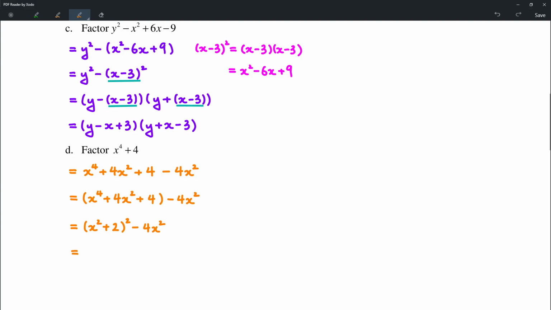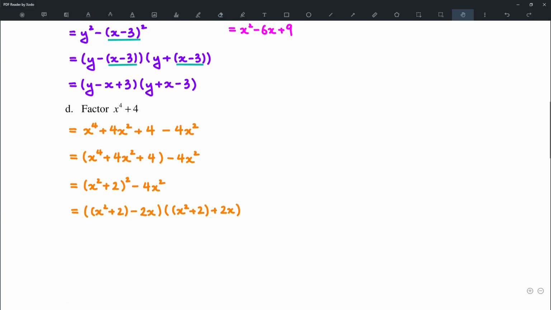So we'll get x squared plus 2 minus 2x, so the square root of both the first and second part of the expression from above, and then also x squared plus 2, and then plus 2x, since this is how we factor a difference of squares.